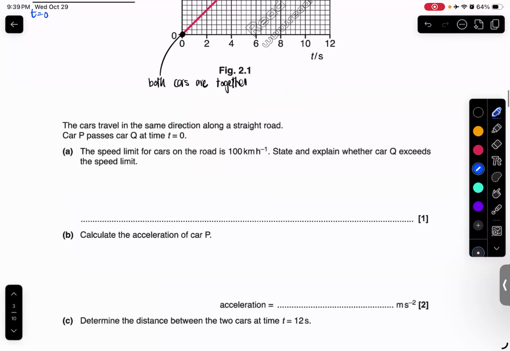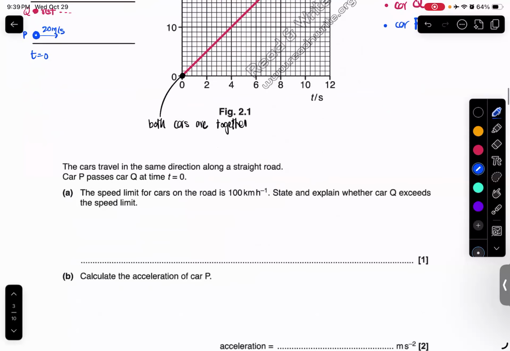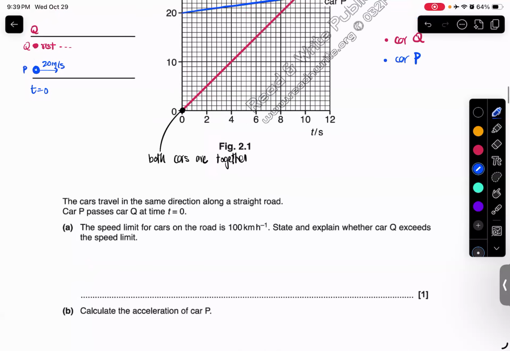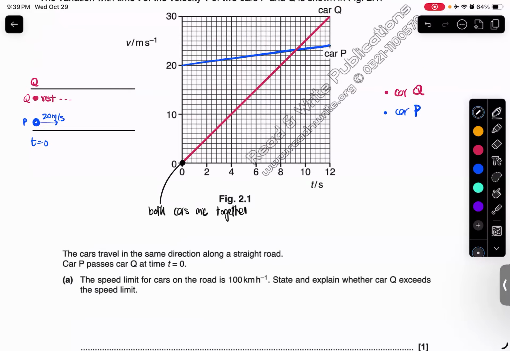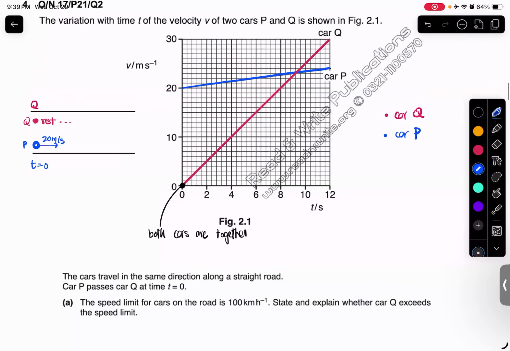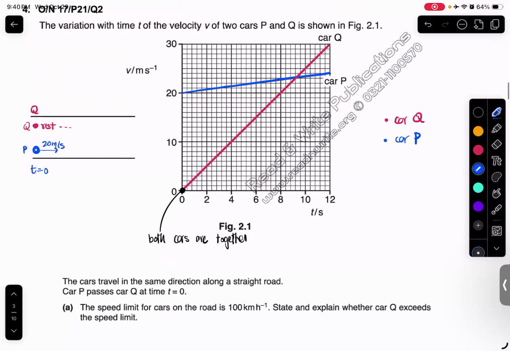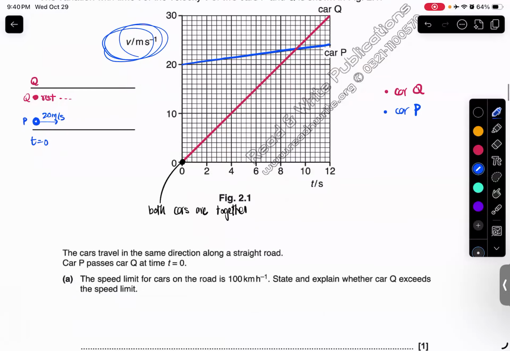So the speed limit for the cars on the road is 100 kilometers per hour. State and explain whether Q exceeds the speed limit. So how do you find out the speed limit? First of all, this is in meters per second. Now we're doing it for car Q, so let's use the red color.